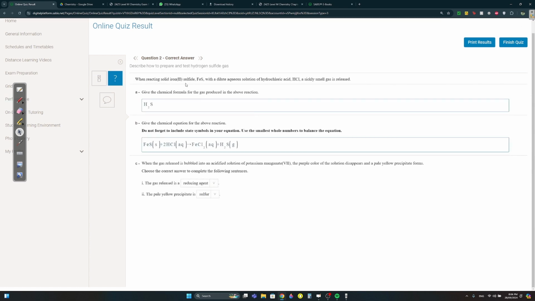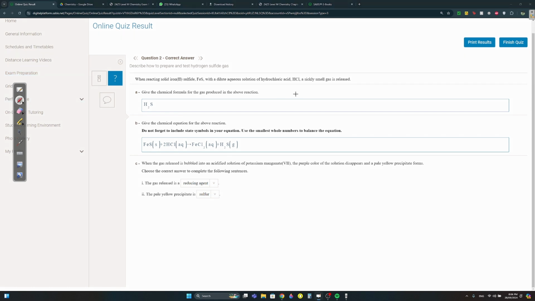When reacting solid iron sulfide with a solution of hydrochloric acid, HCl, a smelly gas is released. Give the chemical formula. Again, we never did anything to do with H2S, but again, memorize. If you're reacting it with an acid, apparently you're going to get hydrogen sulfide. Then they said give the equation. You just react them, both of them. You put them beside each other, you get the gas you got here and just the ions together.